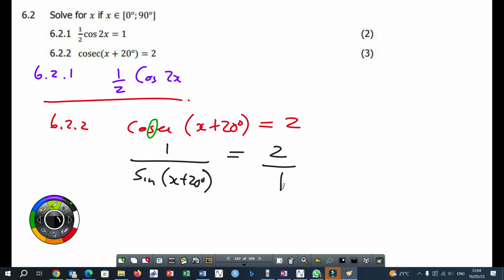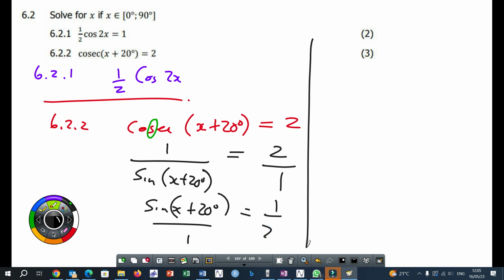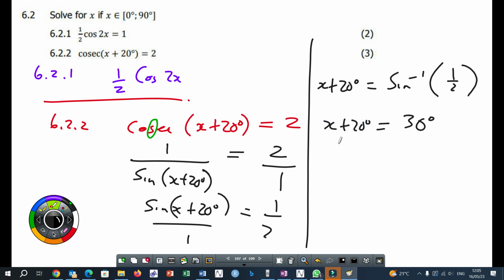So this becomes sine of (x plus 20) over 1 is equal to 1 over 2. Are you following that? Then once we have got this, we take the sine to the right. So we end up having x plus 20 is equal to shift sine of a half, and that's equal to 30 degrees. So our x is going to be 10 degrees.